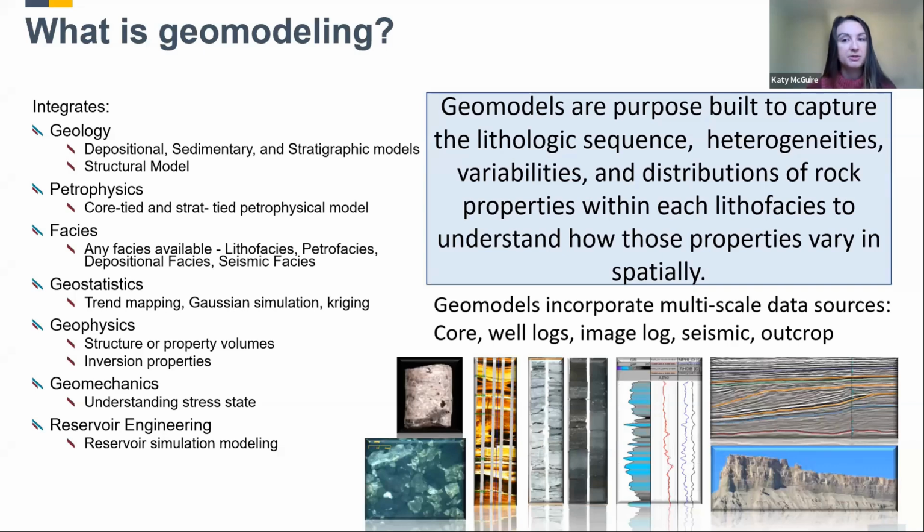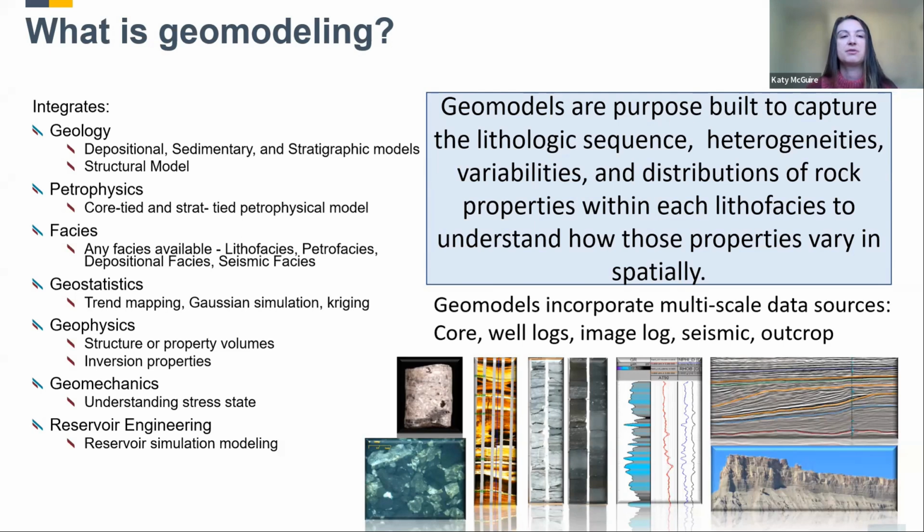So what can we put into a geomodel? On the previous slide, we looked at example surfaces from rock properties, but we do use domain-specific data sets in the subsurface. So a geomodel should be purpose-built to capture the lithologic sequence, heterogeneities and variabilities, and distributions of rock properties that matter to your specific end goals for the model. Rock properties should be distributed within facies to understand how those properties vary spatially.